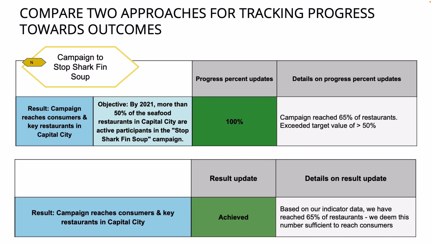Here you can see a comparison between the 2 different approaches for tracking progress towards outcomes. The first row illustrates how tracking progress percent towards achievement of an objective compares to using a categorical rating of progress towards achieving the same result. If you are using both of these approaches to track progress towards a specific result, you should always check that the rating for the result update aligns with the progress percent update. If they don't align, then you'll need to check and clean your data to determine if an error was made in recording one of these updates.